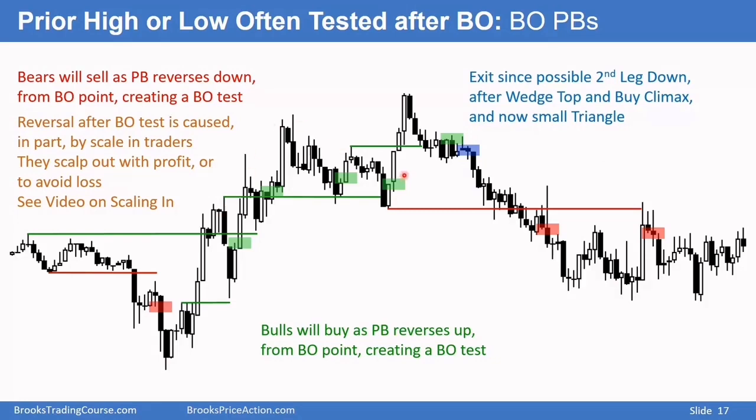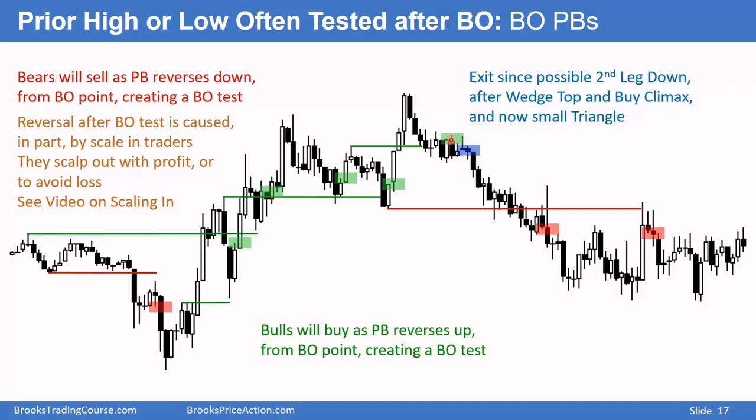We have a wedge top, a bull breakout above the wedge top, and then a second reversal. So we tried to top out here. The top failed, and now we're trying to top out again a second time. So you have to be thinking that this might be a significant top. Maybe we'll test the bottom of the buy climax.